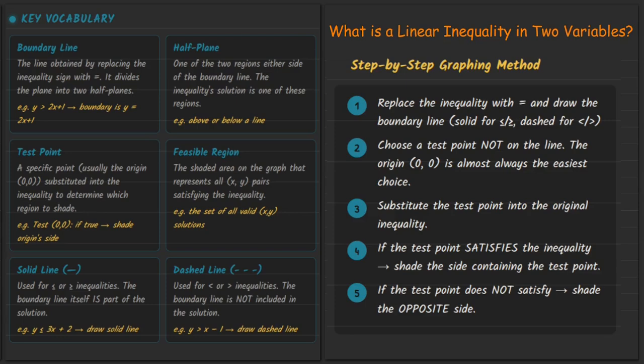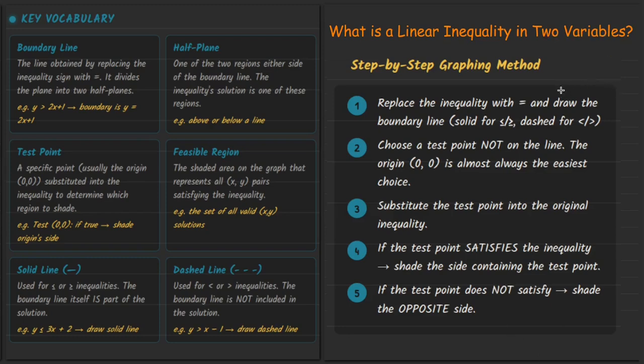So the first thing you need to do is replace your inequality symbol with an equal sign. Remember, we said inequalities always have what? A less than, a greater than, a less than or equal to, or a greater than or equal to. So you substitute or replace any of these with the equal sign, and then you draw what we call the boundary line.